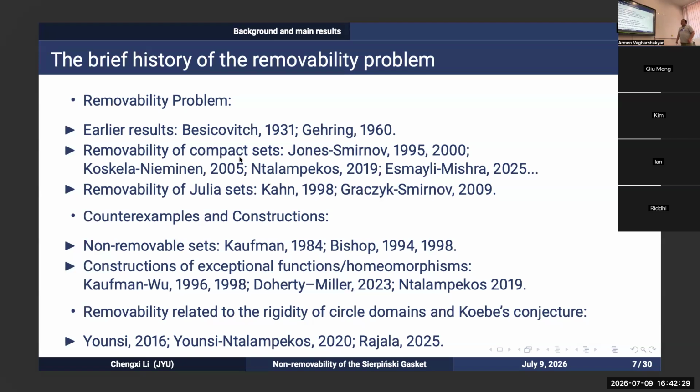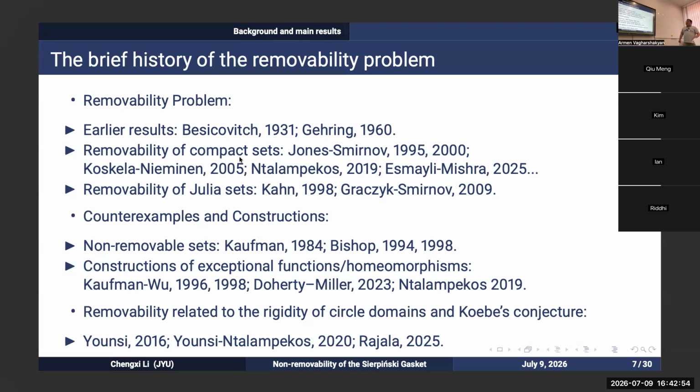And for the removability of the compact sets, the main result is, as we said, the Jones and Smirnov paper, and Koskela, Nieminen, and Ntalampekos, and of course, the latest result is by Ismailia and Ridi Misha, who just gave the talk before me. I think she is an expert in the Sobolev removability.